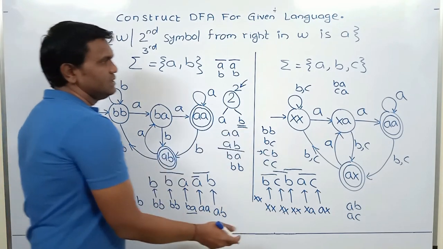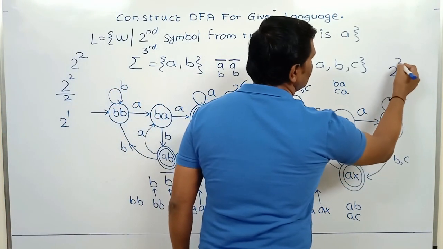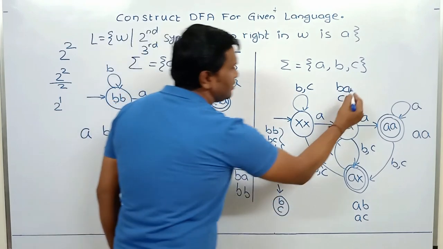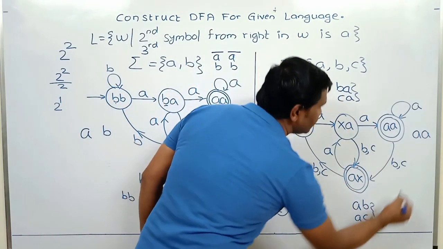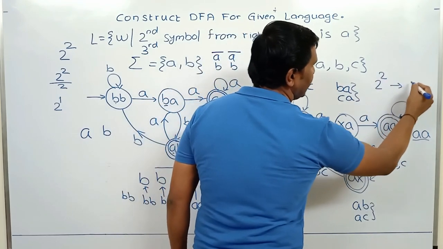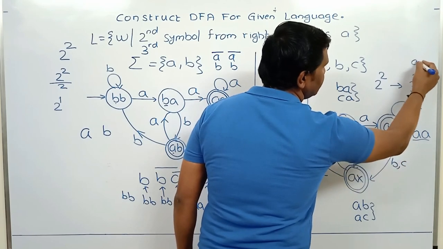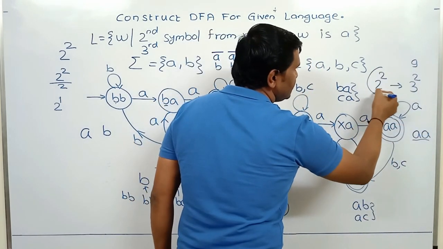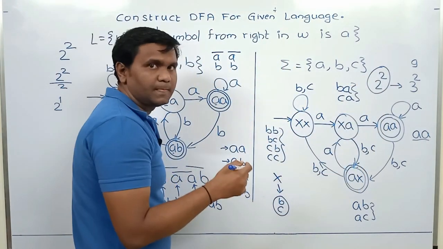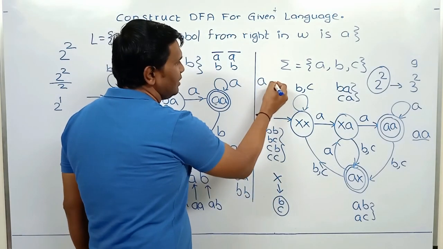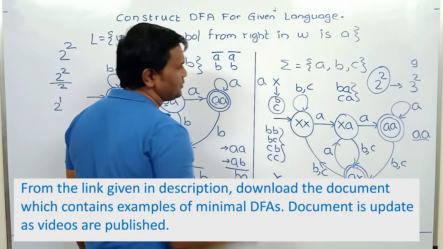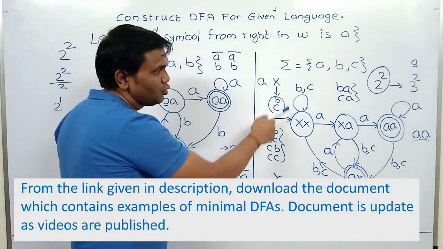So here the number of states is still 2 power 2. The total possibilities are 4 plus 2 is 6, plus 2 is 8, and 9. So using 2 power 2 states, we are actually handling 3 power 2, that is 9 possibilities. The number of states is 2 power 2, and the simple reason is we are only interested in whether the symbol is A or it is other than A. For other than A, we have two options, so they are grouped together.